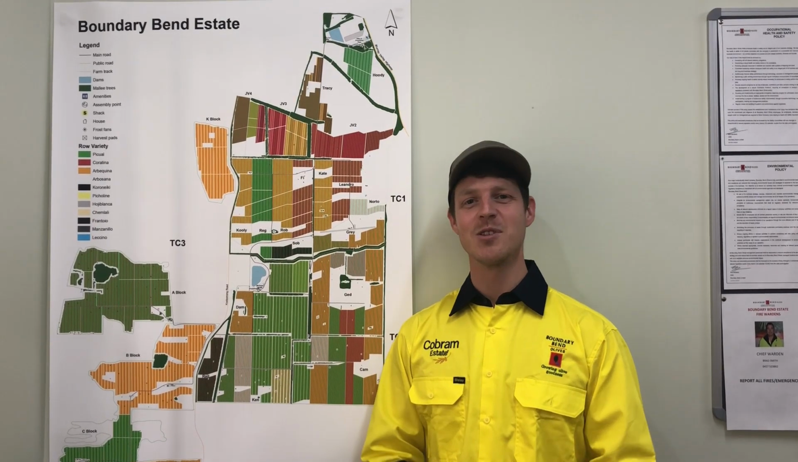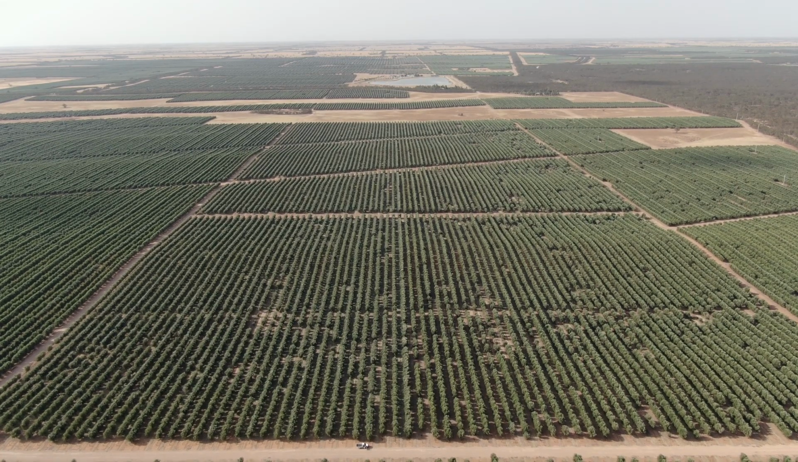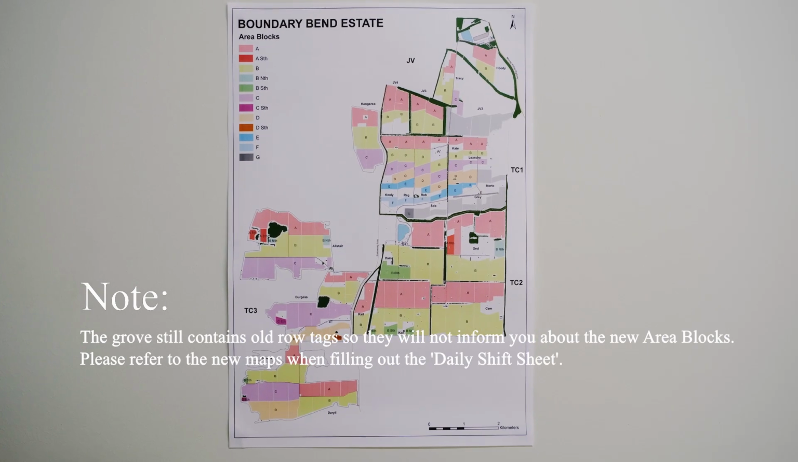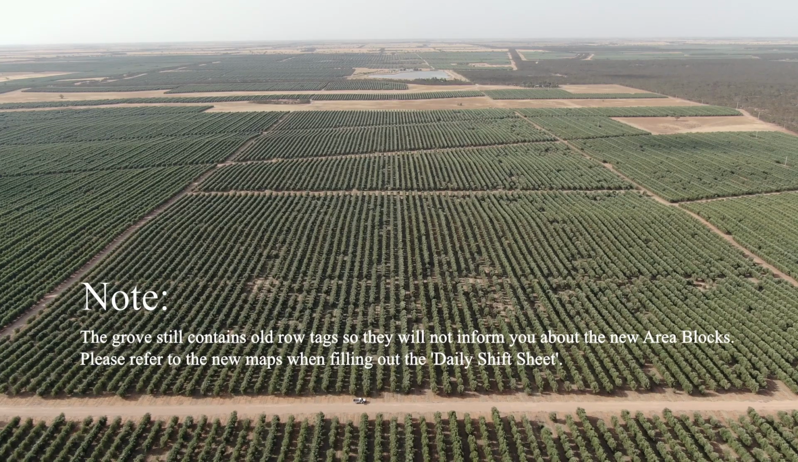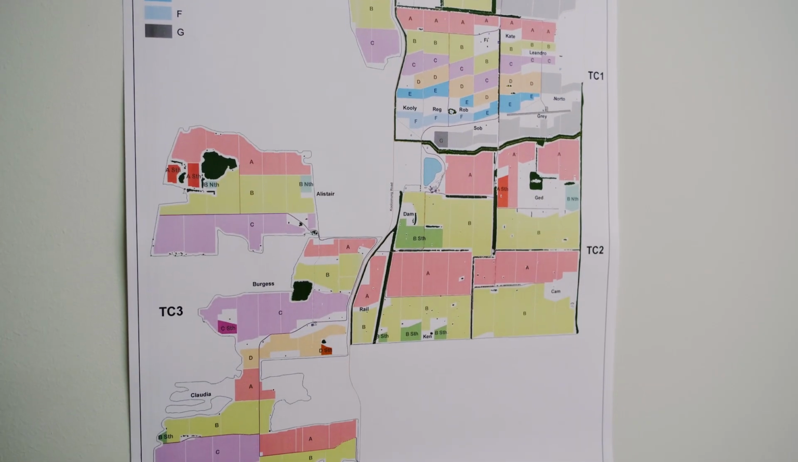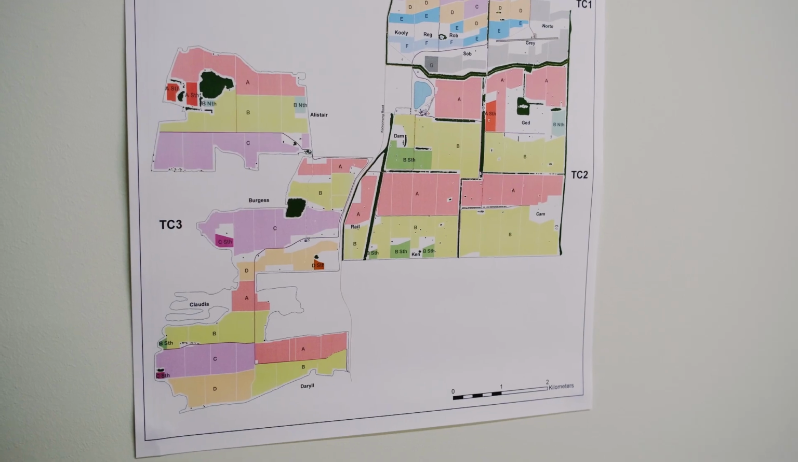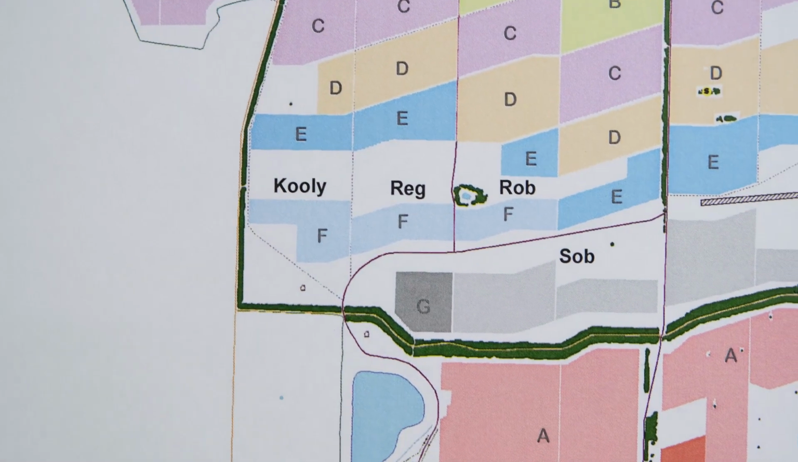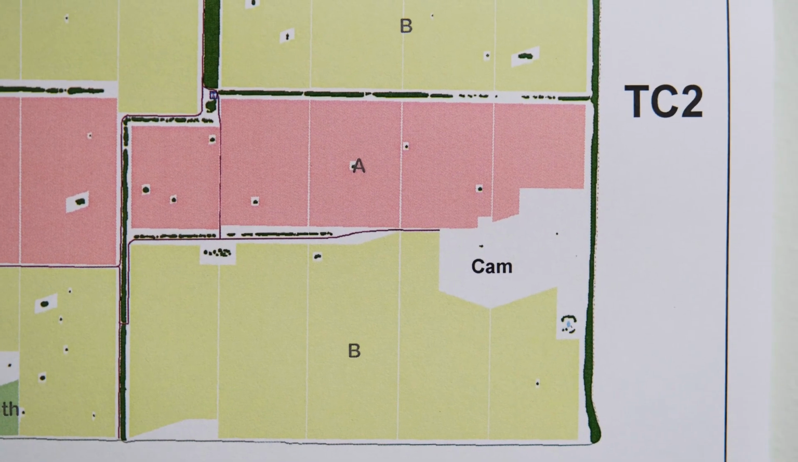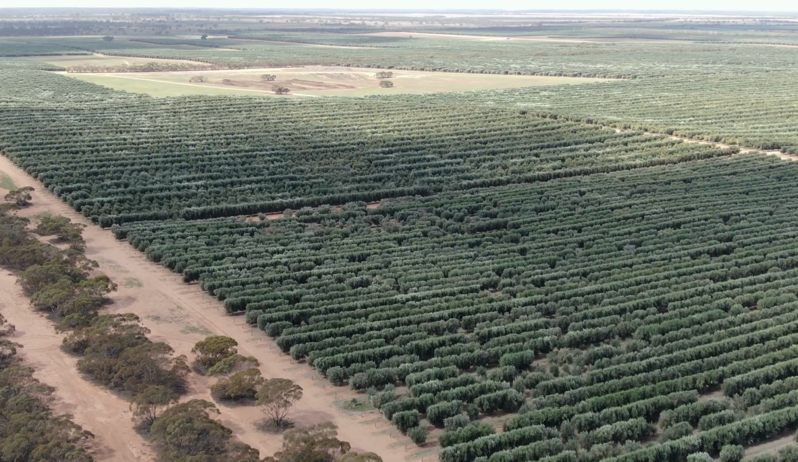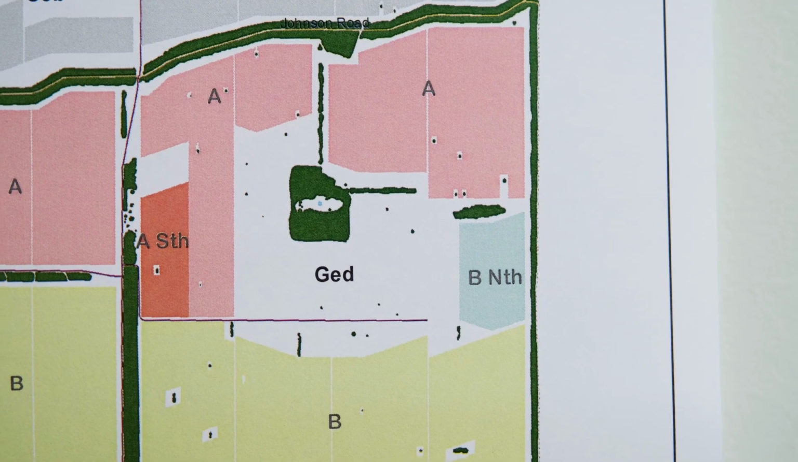So this year we have a new system that divides the management areas into blocks. Each block is separated by headlands, and the blocks are labelled alphabetically from A, with A being the most northern. Depending on where you are, management areas can contain 2 to 7 blocks. For example, Region TC1 has 7 blocks labelled A to G, whereas Cam in TC2 has 2 blocks labelled A and B. In some cases, blocks will have a north and a south section, as illustrated in Jets.